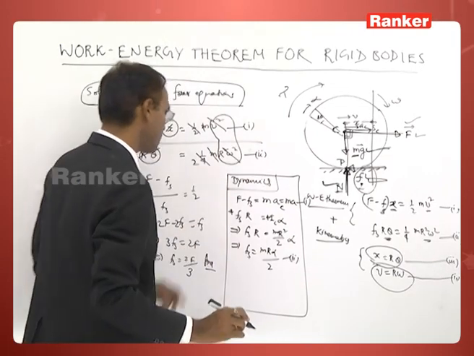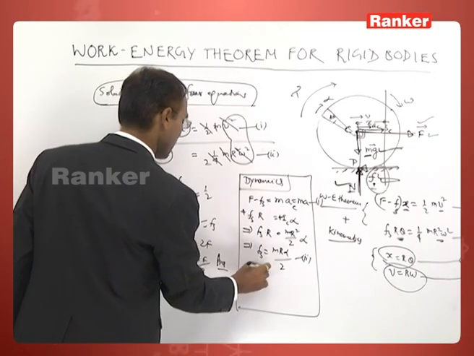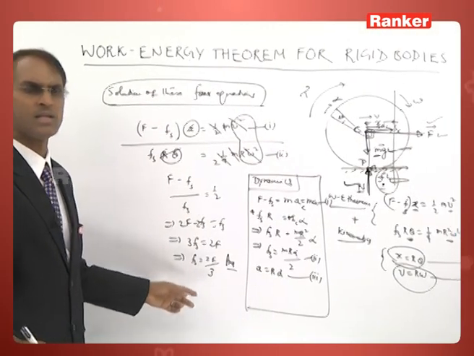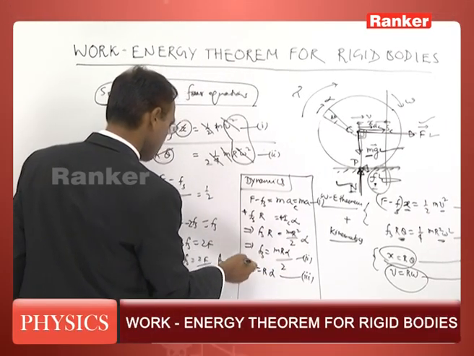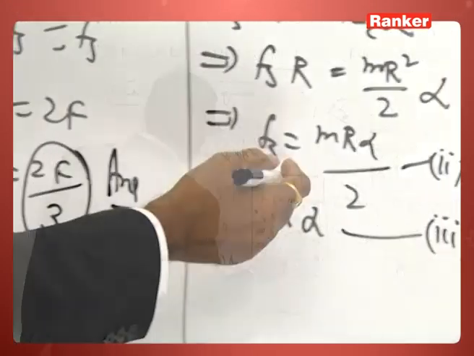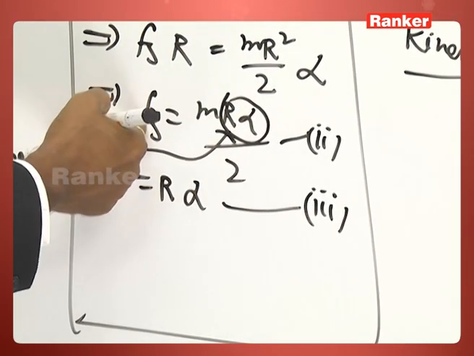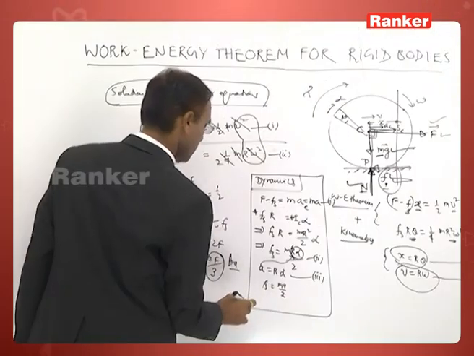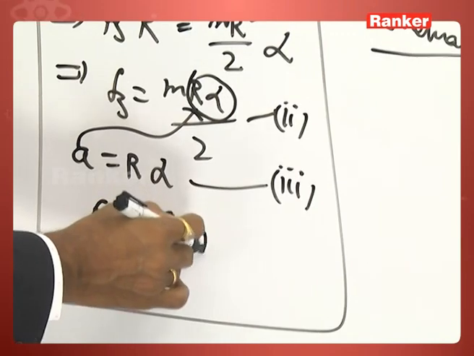The force equation, the torque equation, and next is kinematics. Kinematics states that A is equal to R alpha for pure rolling. Using these three equations, you can get this answer. It's not very difficult to show that Fs will be exactly 2F by 3 using this method. You can write R alpha is equal to A, so Fs will be equal to Ma by 2, and here instead of Ma you just write 2Fs.